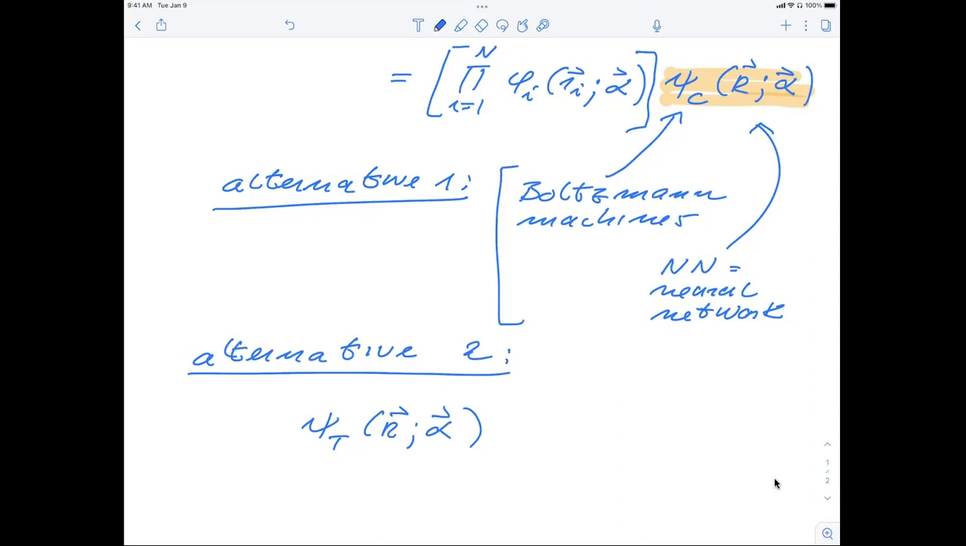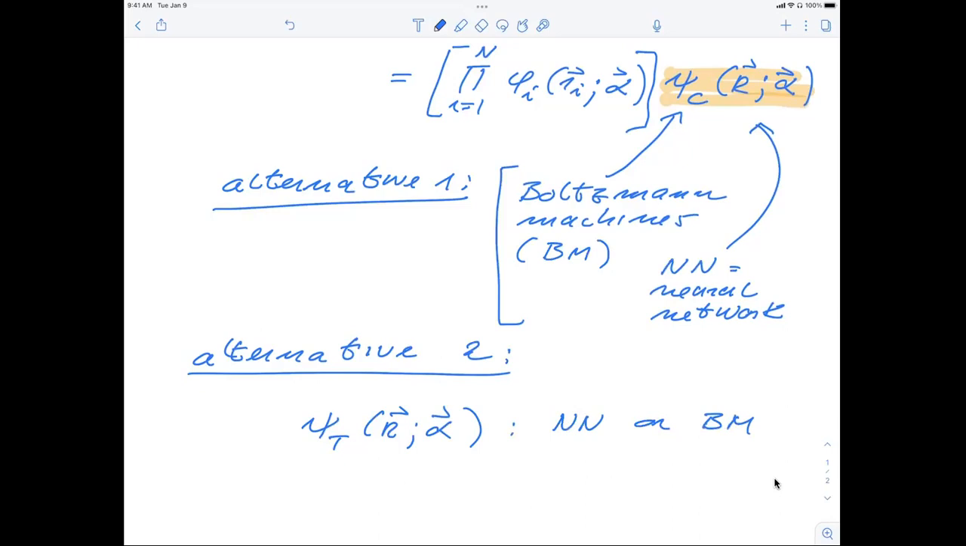So alternative 2 is something which normally gives a worse result because it's less guided, and there's also a problem with a neural network in obtaining the right symmetry. So we're also going to use Boltzmann machines, I'm just going to use BM. So it's interesting to compare these two alternatives.